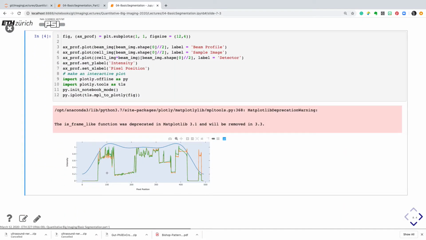And here you can see now that the orange curve is the sample image. Then you have the green curve, which is what the detector sees, and the blue curve is the beam profile. So you can see that there is sometimes a little bit of amplification and sometimes attenuation of the beam compared to what you would expect to see. Down here there is a lot of attenuation because there is almost no beam.